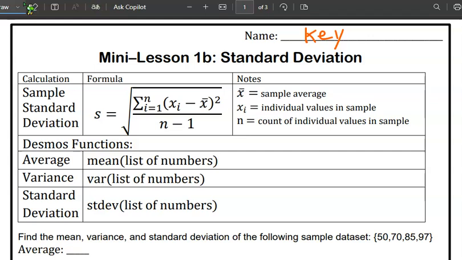To calculate the sample standard deviation, we have S equals the square root of the summation from the first term to the nth term of the individual values in a sample minus the average of that sample. Square each of those terms, add those together, and then divide by the number of terms minus 1. Now, if you wanted it to be a population instead of a sample, you would omit this minus 1.